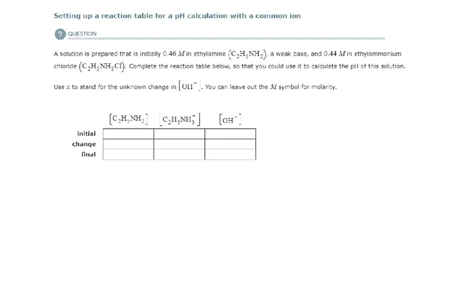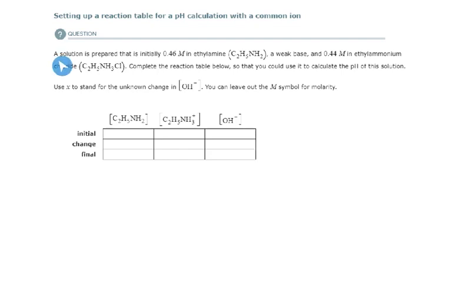Let's talk about how to set up a reaction table or an ice table for a pH calculation with something called a common ion. Up until now, our discussion of acid-base ionization in the past topics was limited to solutions containing a single solute. We just had a dilute weak acid solution or dilute weak base solution. But in this topic, we will consider the acid-base properties of a solution that has two different dissolved solutes.